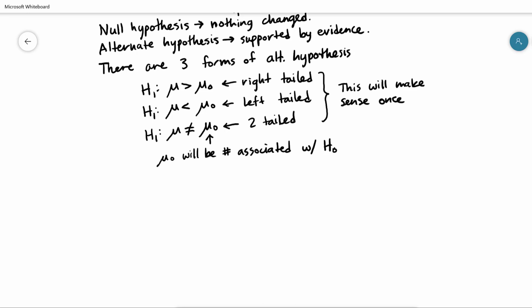Once we actually do some examples, it's going to have to do with the drawing of our normal distribution, our normal curve, and looking at where the information related to the problem shows up. Does it show up in the right tail, the left tail, or in both tails of our drawing? So we'll see that probably in the next video.